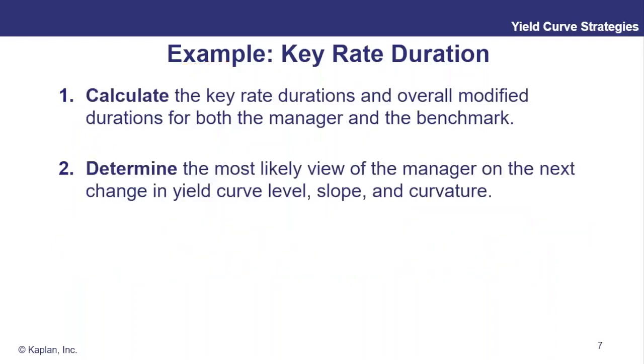Firstly, calculate the key rate duration and overall modified durations for the manager and benchmark. Key rate durations really should be based on modified duration. For modified duration, we go through Macaulay duration, which is really easy for zero coupon bonds. Average time is maturity for zero coupon bonds. And we modify those Macaulay durations by dividing through by 1 plus the periodic yield.